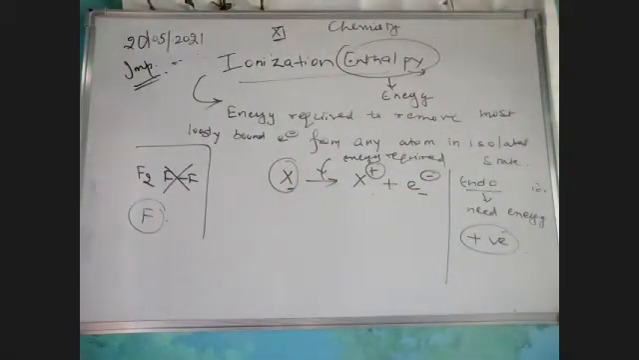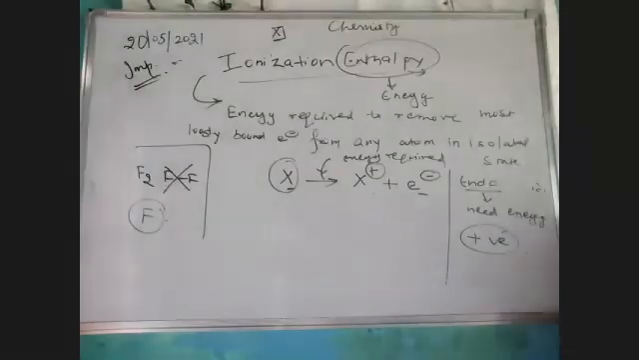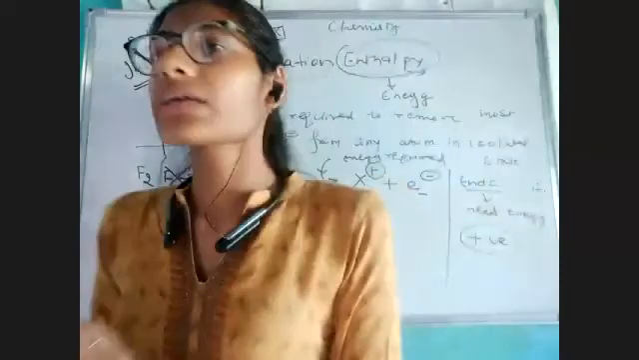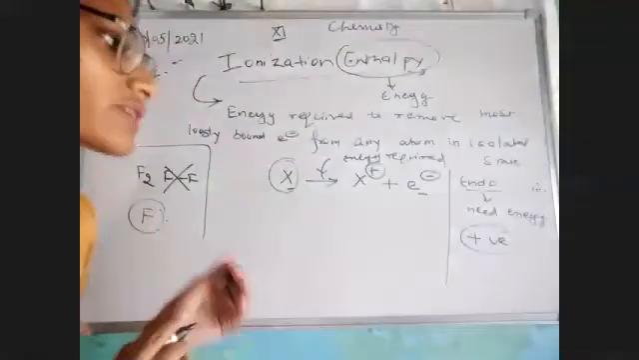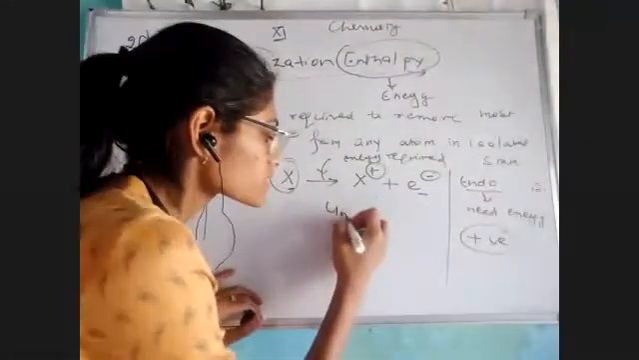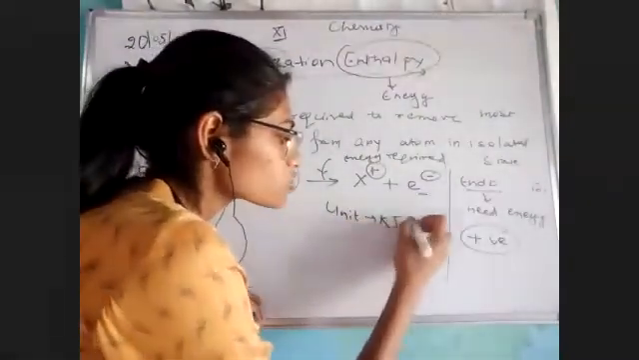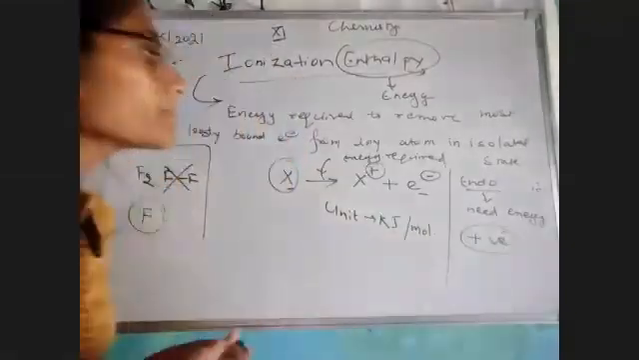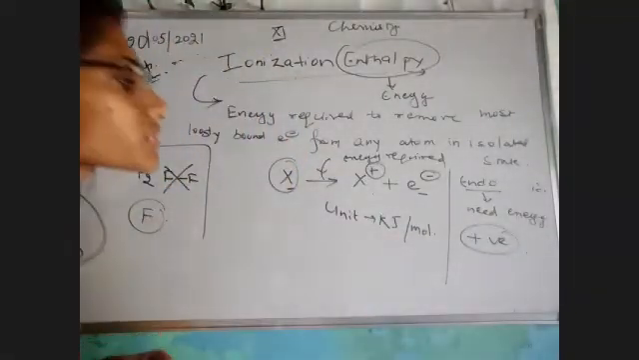Okay. Now what else we need to study in this topic? Quite obviously, these are the terms of energy, so the unit would be kilojoule per mole. Okay. So this is ionization enthalpy.